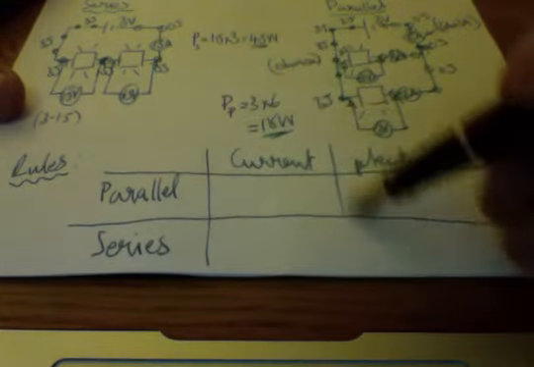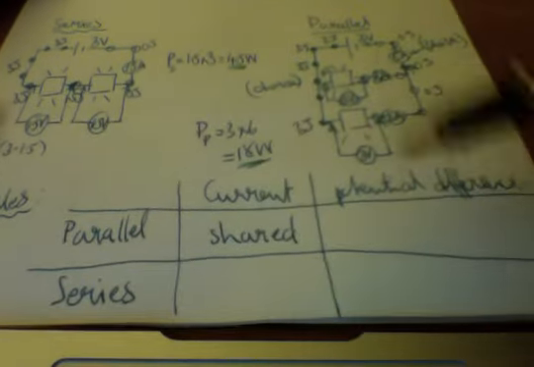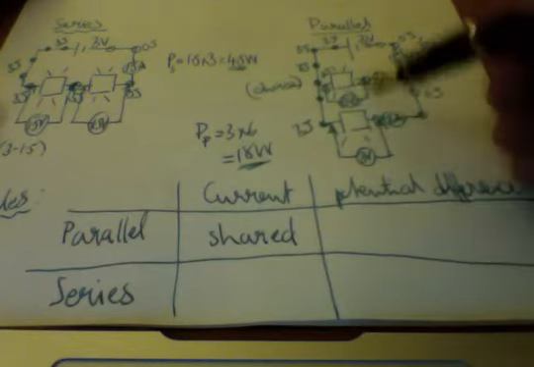So, in a parallel circuit, the one we have here, the current actually divides up. So it's shared between the branches. The potential difference, ironically, is always the same as the battery.